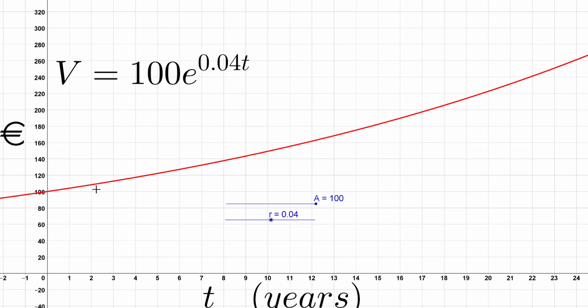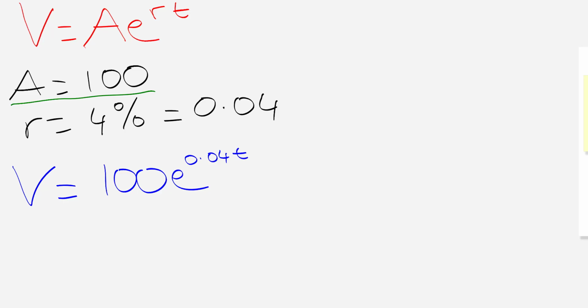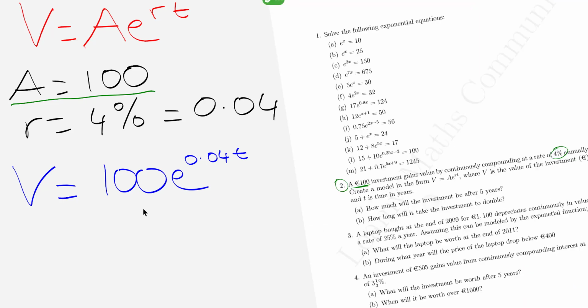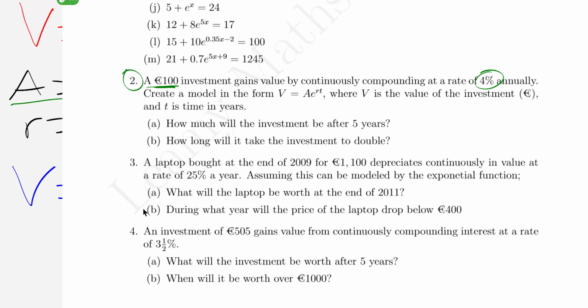100e^0.04t, we can see the initial value when t is 0 is set at 100, and it is growing at a rate of 4% continuously every year. So once we have our function figured out, V = 100e^0.04t, we can analyze the rest of the question and try to answer the remaining parts.